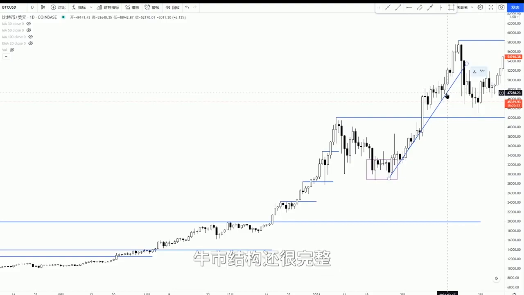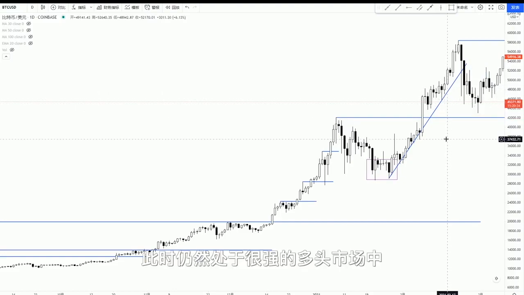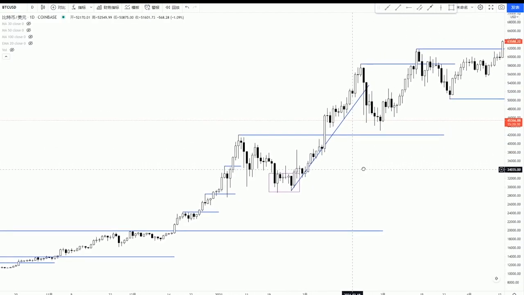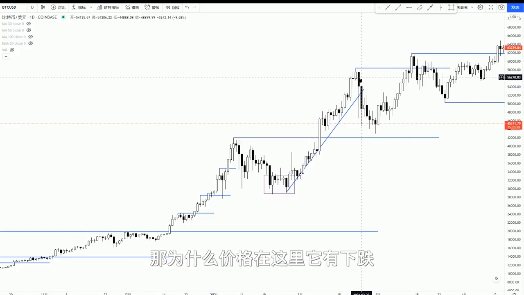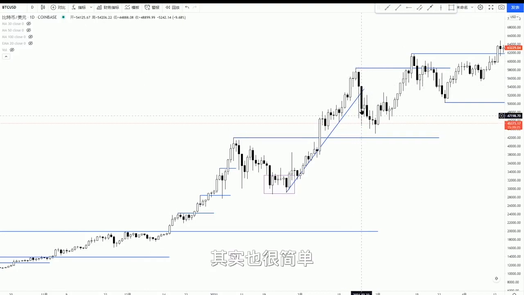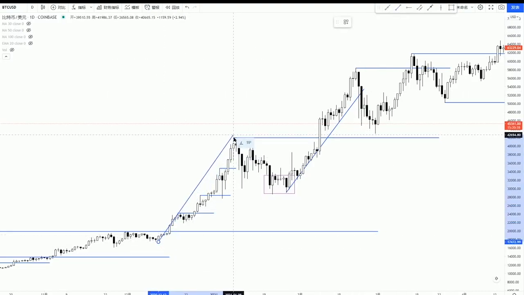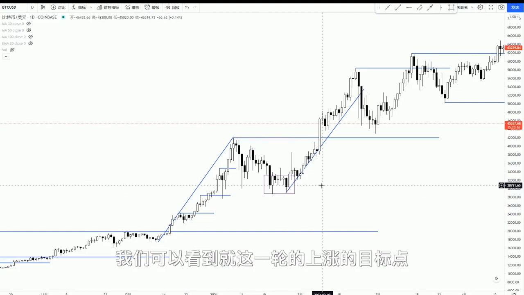So let's look back. Why is the price going down here? Well, it's very simple. I've drawn these two trend lines, and these two trend lines are equal, and we can see that the target point for this rally is the same as the target point for this rally, and that technically becomes some long liquidation, profit liquidation.